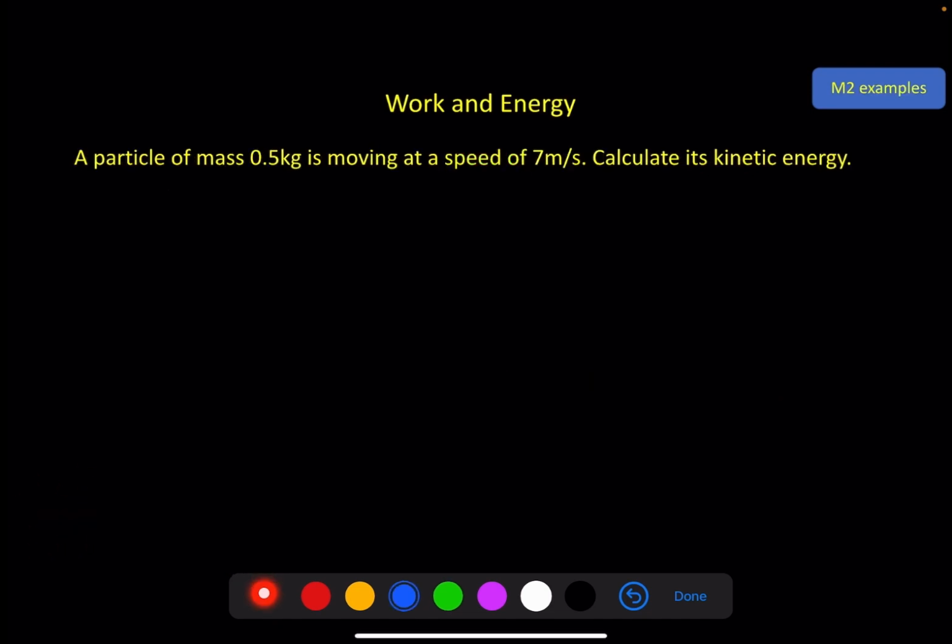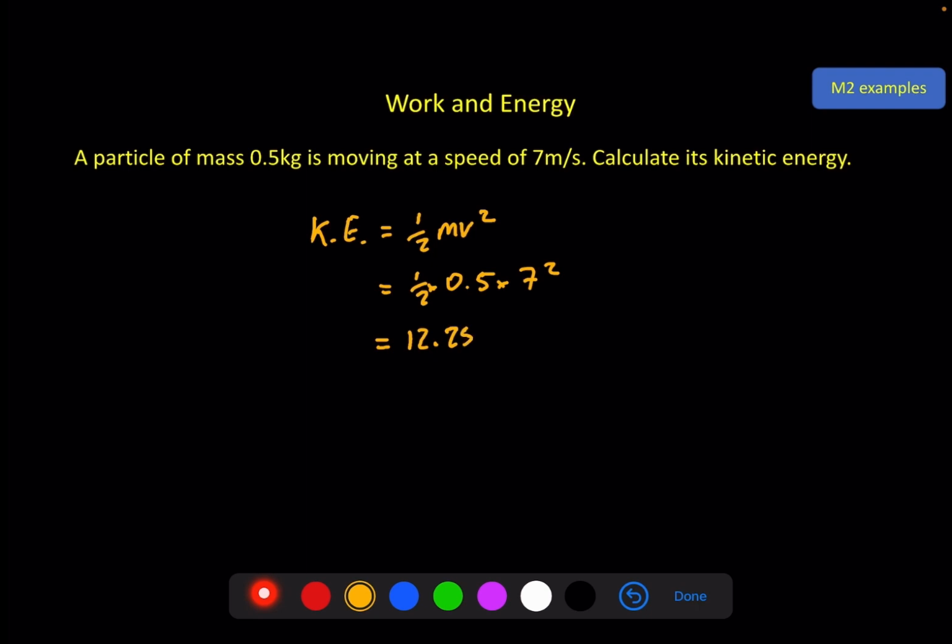Quick example, a particle of mass 0.5 kilograms is moving at a speed of 7 meters a second. Calculate its kinetic energy. So we've got the formula, kinetic energy is equal to a half mv squared. We know the mass, and we know the speed. Put that into your calculator, and we get 12.25. And this is energy, so that's joules.